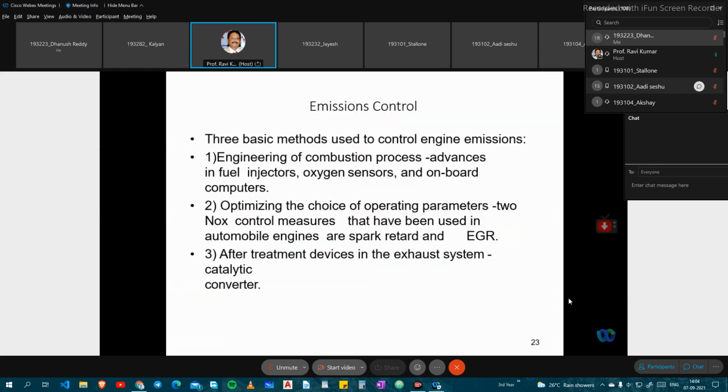And then we go to emission control. Tomorrow we'll discuss emission control.